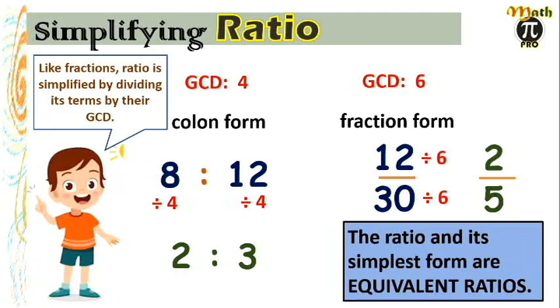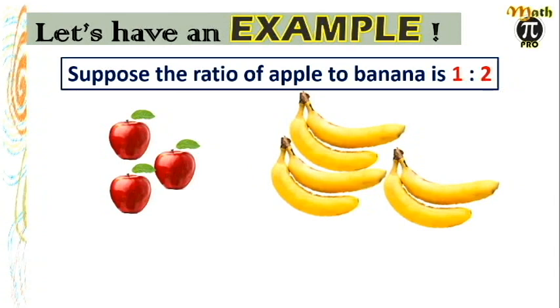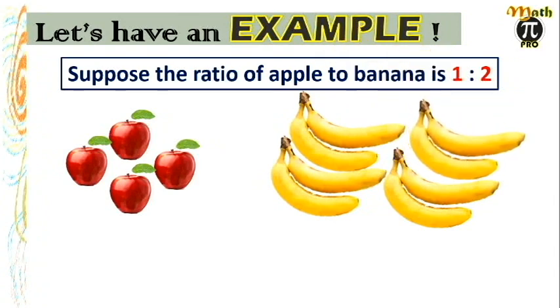The ratio and its simplest form are equivalent ratios. Let's have an example. Given again the ratio of apple to banana, that is 1:2. Again, if we add 1 more apple, then we need to add 2 more bananas. So there are now 4 apples and 8 bananas. We can say that the ratio of apples to bananas is 4:8. That's right. You can write the ratio of two objects by simply counting them. If we have 4 apples and 8 bananas, then the ratio of apples to bananas could also be 4:8.